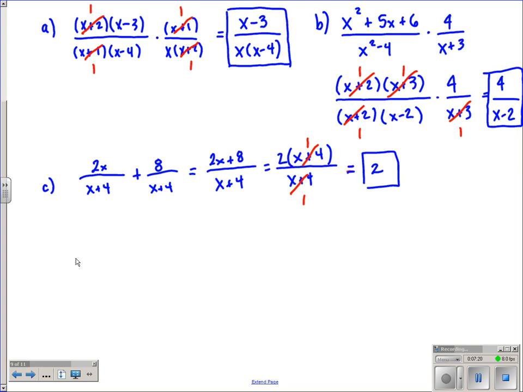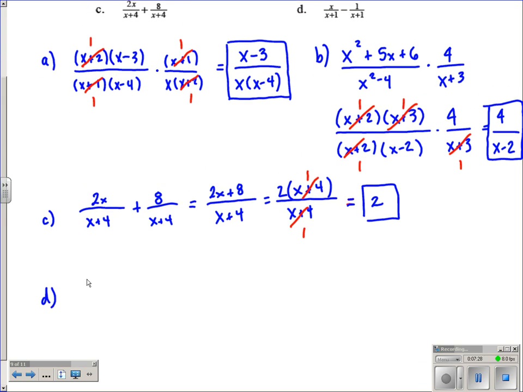Let's erase this out of the way. Let's look at letter D, last one here. Letter D, we've got x over x plus 1, and we're subtracting from that 1 over x plus 1. This is the same concept. You've got a common denominator already, so we can rewrite our numerator as part of one fraction. This would be x minus 1 over x plus 1.